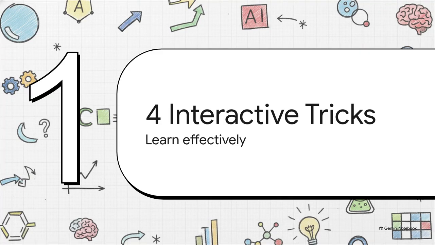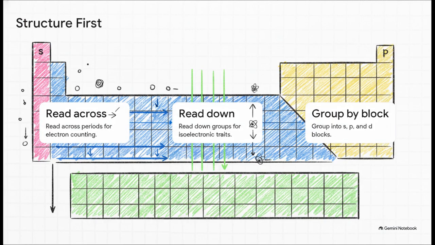So, how do we actually lock this in? Let's move to part 3, 4 interactive tricks to learn it. Trick 1 is prioritizing structure over the tiny details. Rather than reading it like a book from A to Z, read across the horizontal periods for electron counting. As you move left to right, atomic numbers increase. Then read down the vertical groups to spot elements with identical chemical behaviors, meaning they're going to react in the exact same ways. Finally, visually group the table into its S, P, and D blocks. Once you see that macro structure, you can predict how an element will react without ever memorizing its specific profile.